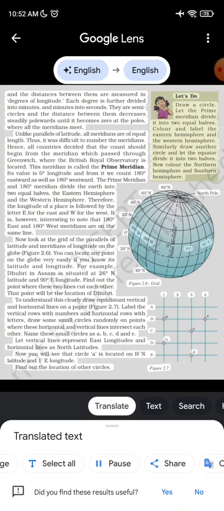Name these small circles as A, B, C, D and A. Let vertical lines represent east longitudes and horizontal lines as north latitudes. Find out the location of other circles. Now you will see that circle A is located on B latitude and I A longitude.